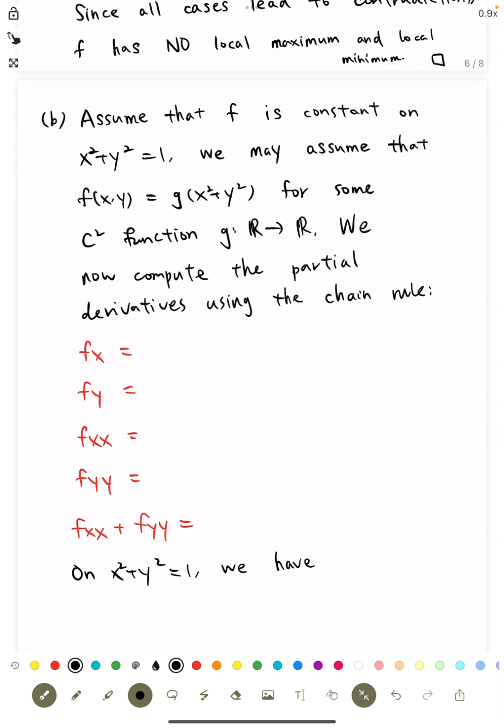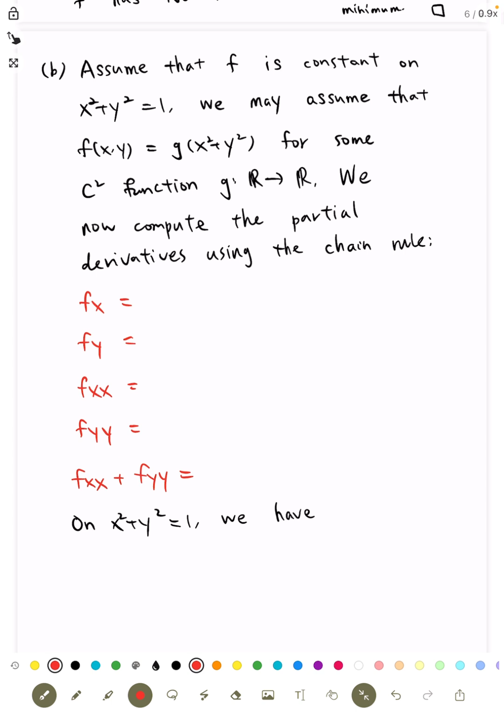We have to show that f is not constant on the unit circle. In fact, f is not constant on all circles centered at the origin. To show that, we may assume that fxy is equal to some function g of x squared plus y squared, because if x squared plus y squared is 1, then fxy is a constant. And here we assume g is a C2 function, so that we can compute partial derivatives up to the second order without any problem.